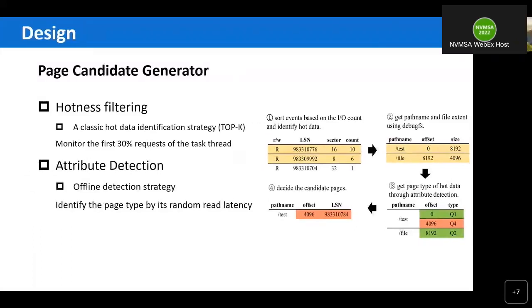LAPM chooses the second page of the file test as the candidate page and excludes Q1 and Q2. In short, the page candidate generator saves the worst migrating page according to the page hotness and page attribute information.